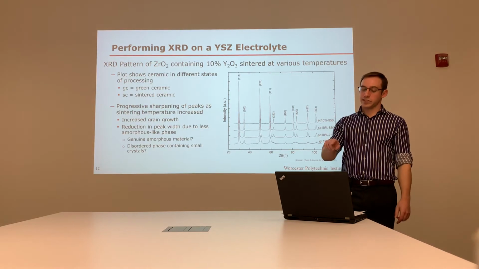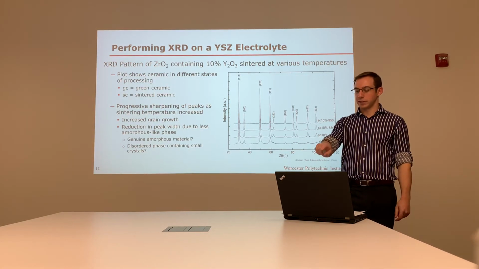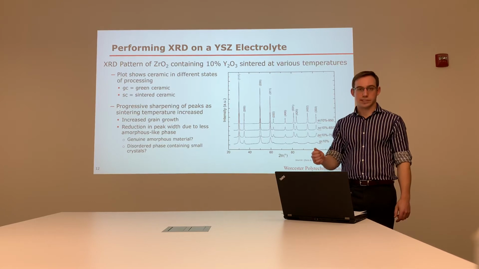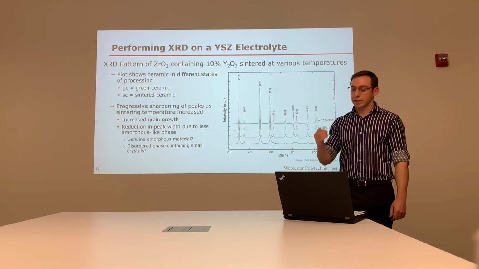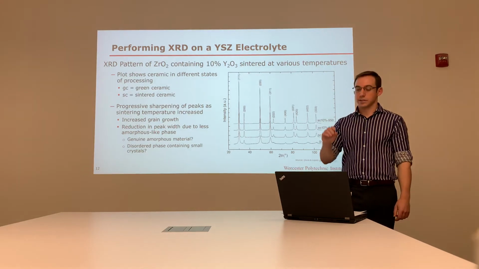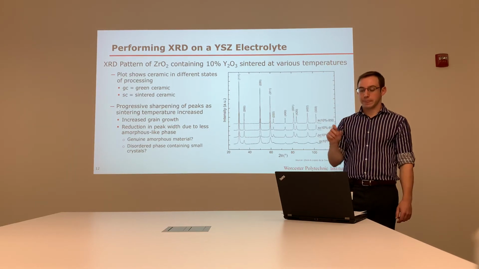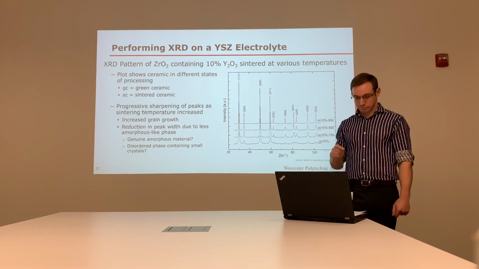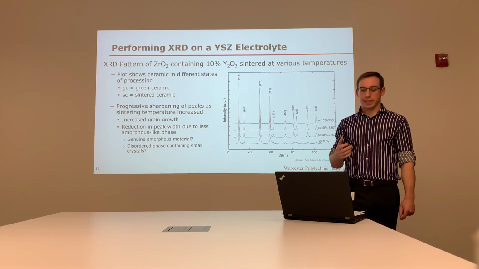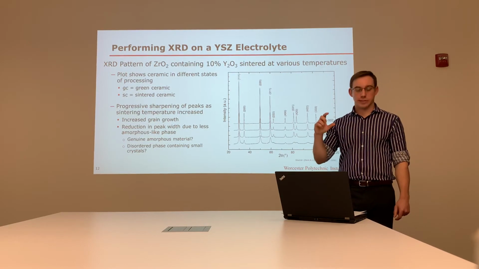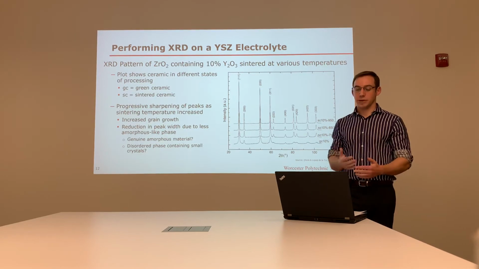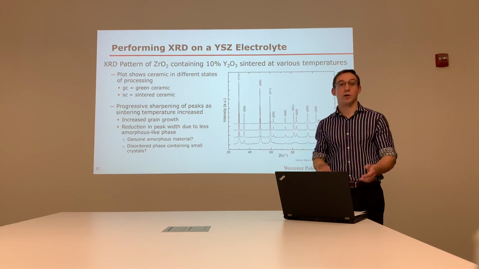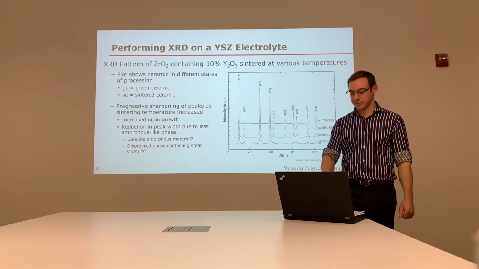But as the sintering increases, you can see the next three lines, they're sintering at 750 Celsius, sintering at 850, and sintering at 950 Celsius. And as the sintering temperature increases, the peaks become more well-defined, they're less broad, and they're taller. And the reason for that is, as the sintering temperature increases, there's an increase in grain growth and a decrease in the peak width due to a decrease in the amorphous-like phase, it's referred to.